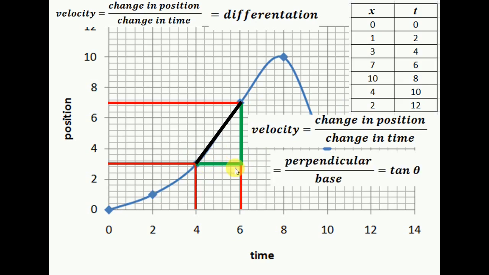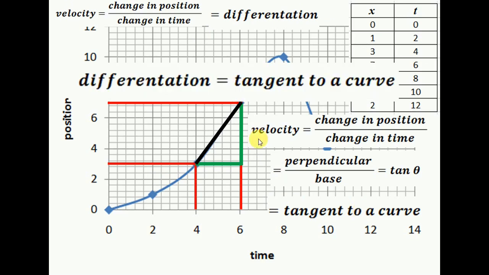So perpendicular by base, which is tan theta, and the meaning of tan theta is the tangent to a curve. So when I find a tangent to a curve, I'll find tan theta. So from here I see the velocity is tangent to a curve, and from here I am seeing velocity is differentiation. So when you differentiate a function, then you'll get the tangent to the curve of that function.